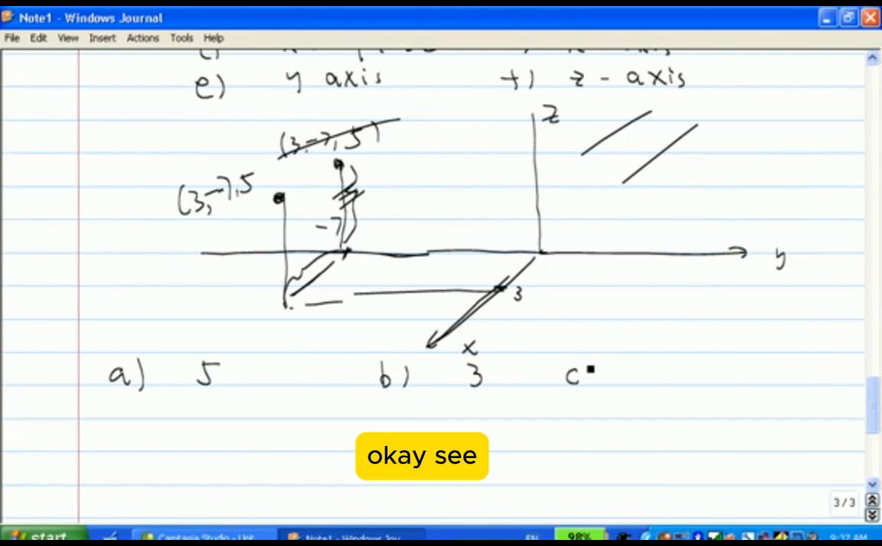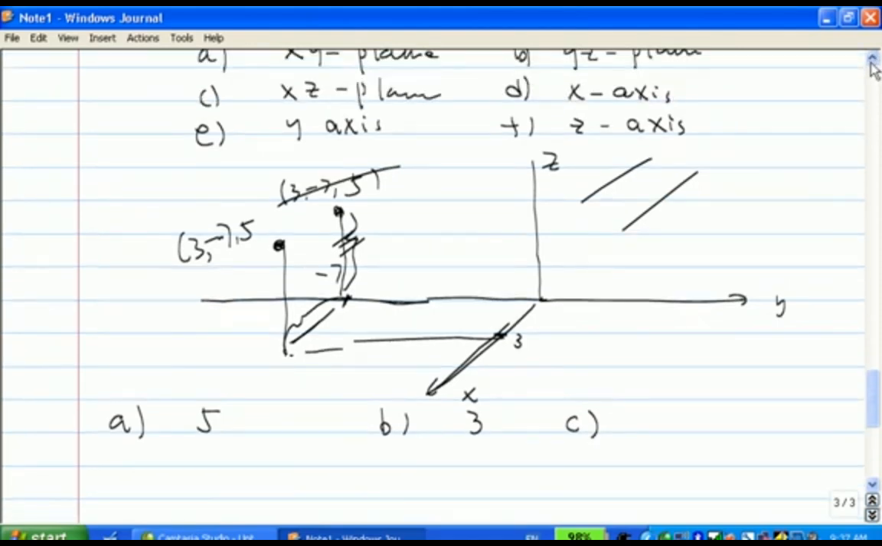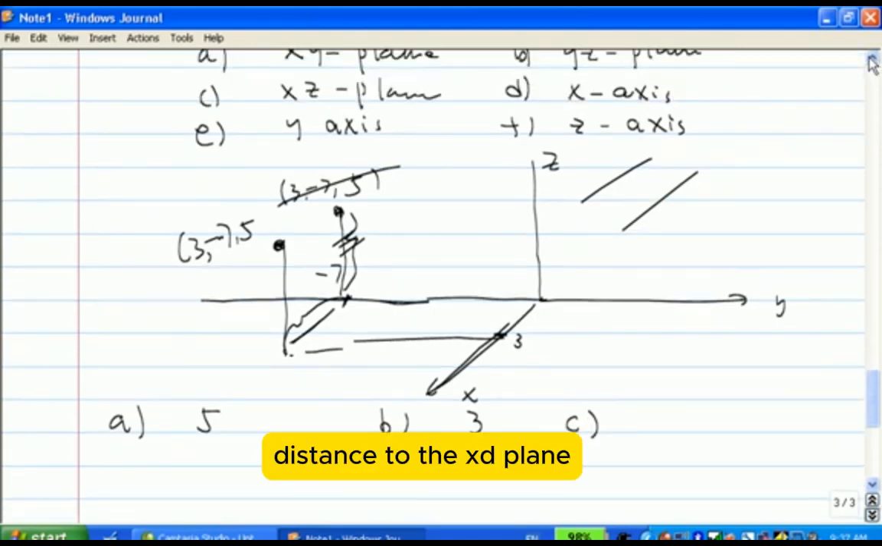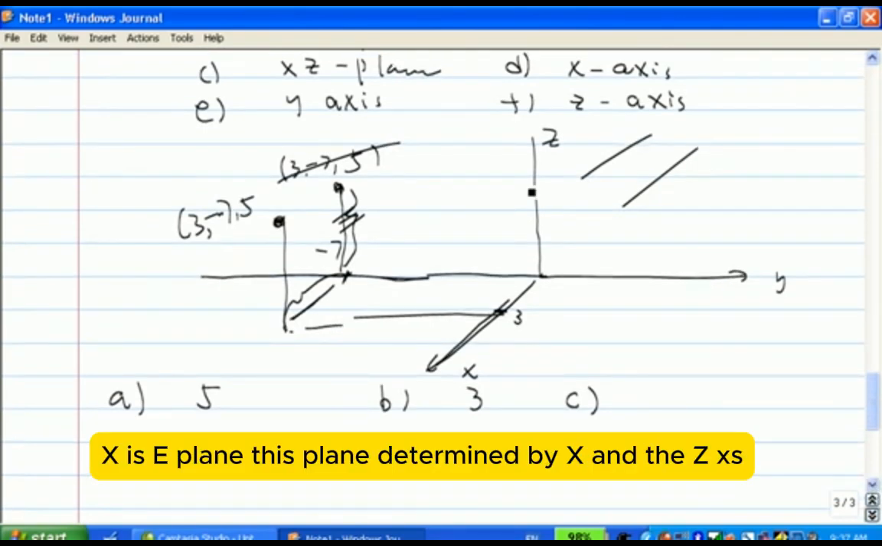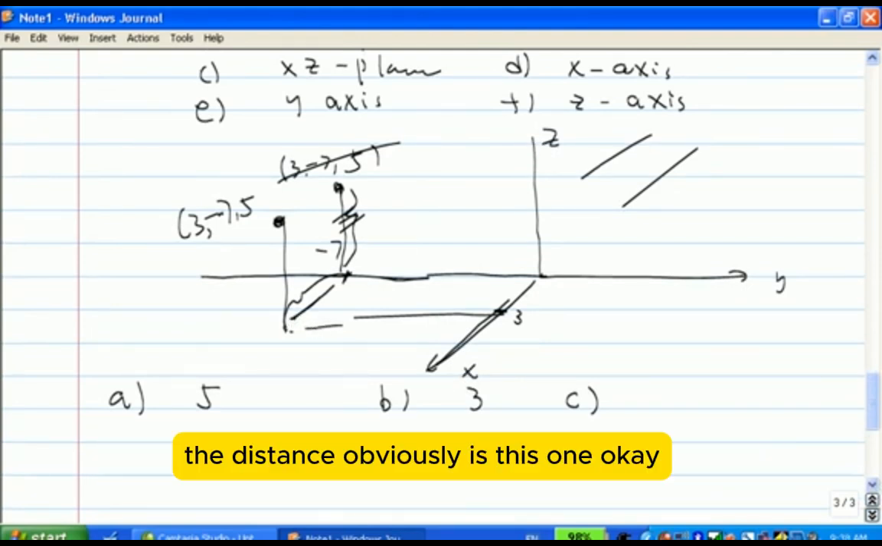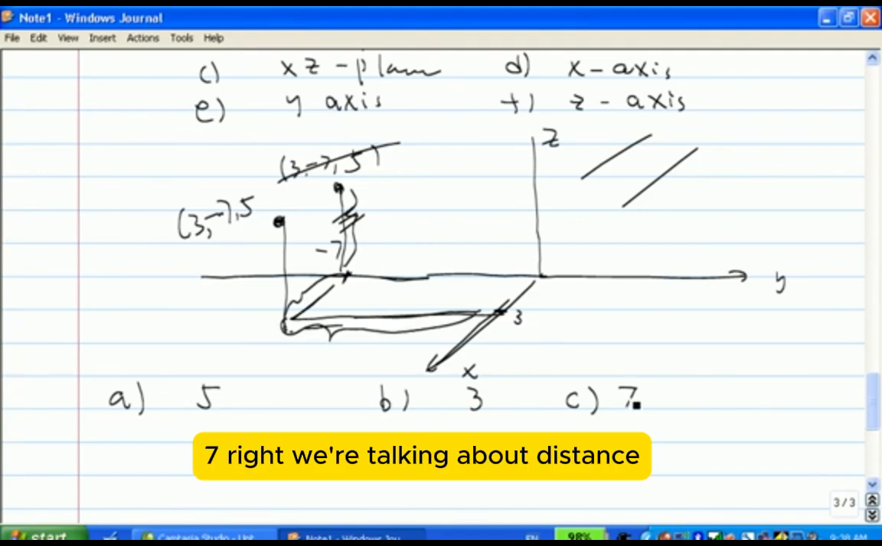Okay, C. What is C? The distance to the xz plane. The xz plane is the plane determined by the x and z axes. The distance obviously is this one, which is 7, right? We're talking about distance, so you don't say -7, it's 7, okay?